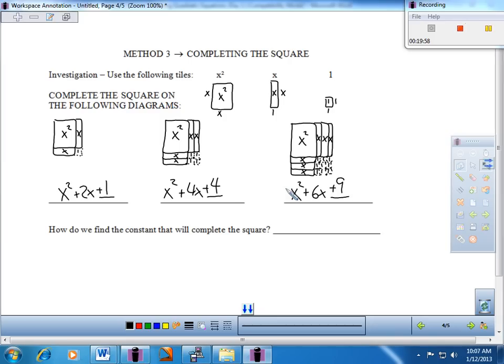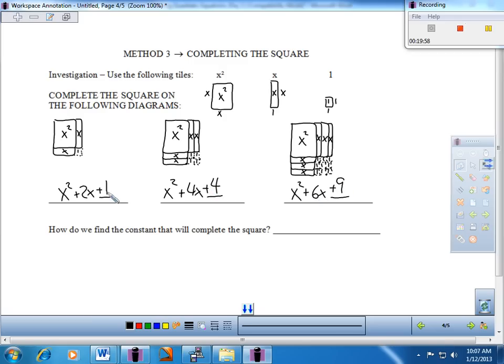And that obviously is the next question on your notes worksheet here. It says, how do we find the constant that will complete the square? If you've seen it before, maybe you know. If not, I'll give you a hint. It has to do with this b value right in here. So this number right in front of the x, this coefficient, we call it the b value. Do something to this to get to that. Do something to this to get to that. Do something to this to get to that.